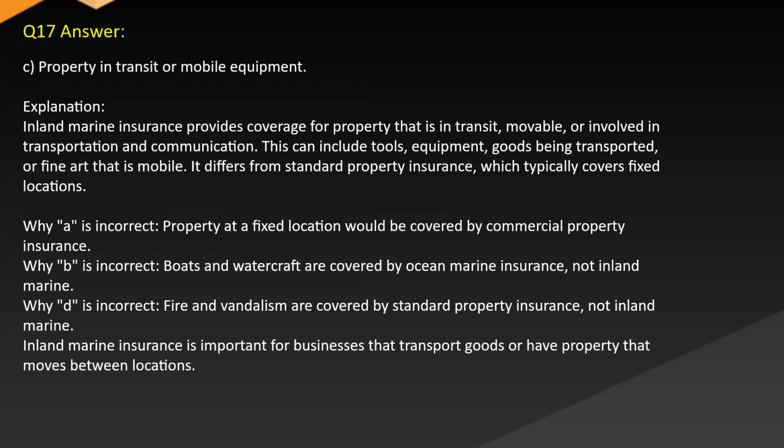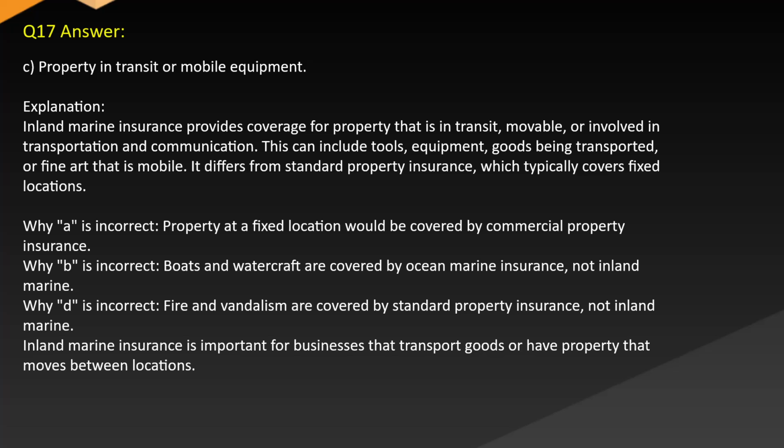Answer: C. Property in transit or mobile equipment. Explanation: inland marine insurance provides coverage for property that is in transit, movable, or involved in transportation and communication. This can include tools, equipment, goods being transported, or fine art that is mobile. It differs from standard property insurance, which typically covers fixed locations.